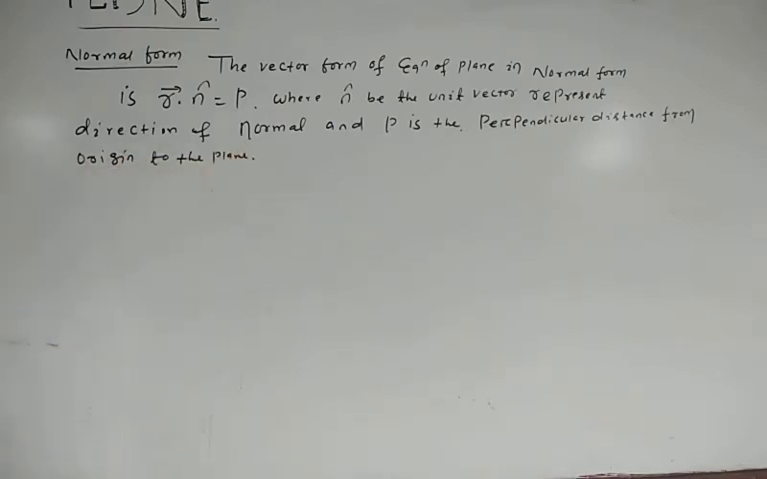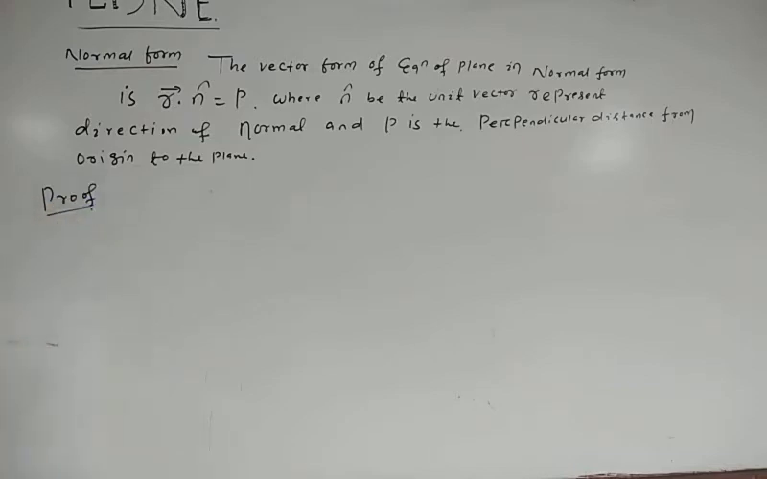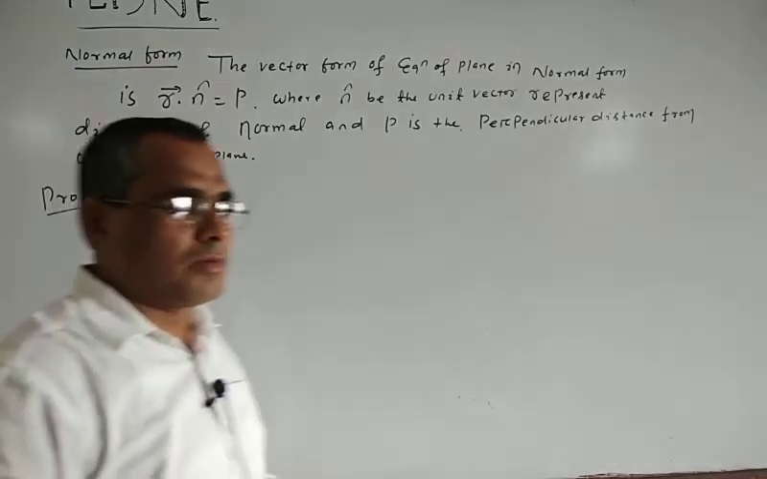Here p is the perpendicular distance from the origin to the plane, and n cap is the unit vector which represents the direction of the normal or perpendicular. This is the vector form of the equation in normal form. Now we prove it. Why is the equation of the plane in normal form this one?